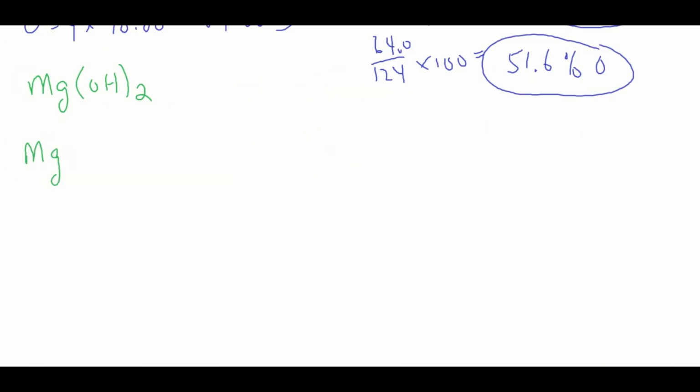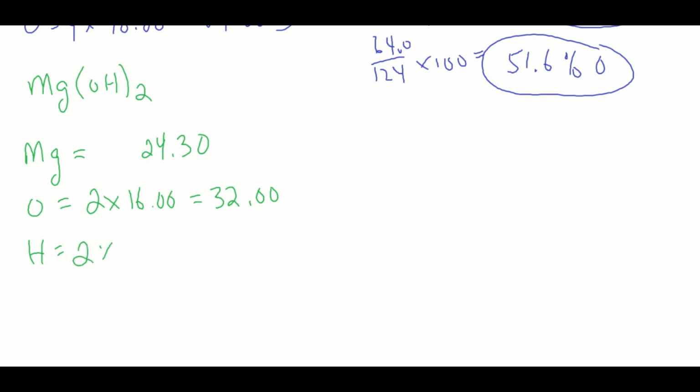All right, magnesium, there's only one of them. It has a mass of 24.30. Oxygen, there's 2 of them. Times 16 is the mass for oxygen, that's 32. And then hydrogen, there's 2 of them. And the mass for hydrogen is 1.008. So the mass of magnesium hydroxide is 58.31.